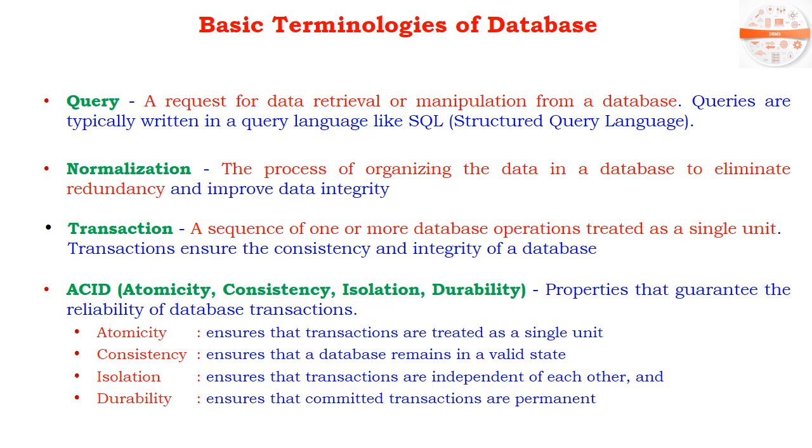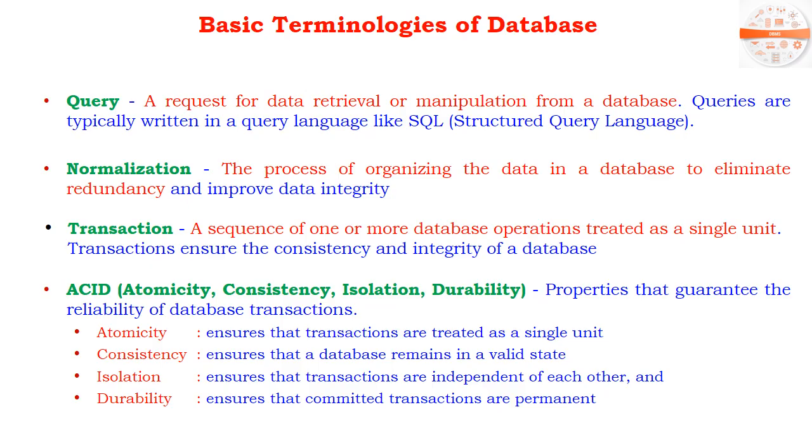And the next one is the transaction. What is meant by transaction? A sequence of one or more database operations treated as a single unit. The transaction ensures the consistency and integrity of the database. And the last one is ACID, that is atomicity, consistency, isolation, durability. These properties guarantee the reliability of database transactions. If you are developing or designing any database, you must meet the ACID properties in order to improve the reliability of the database transactions.